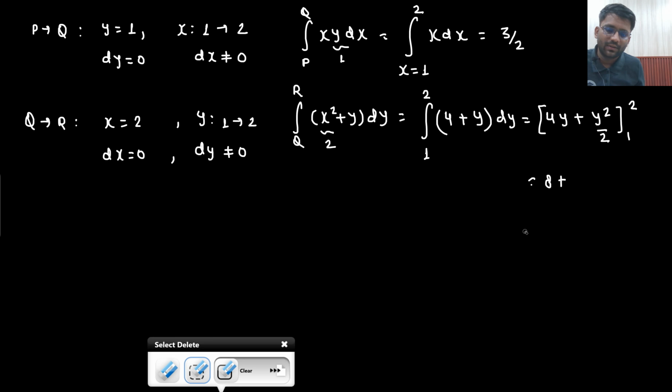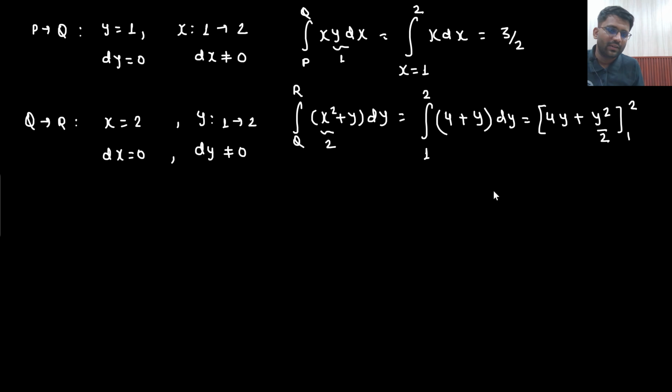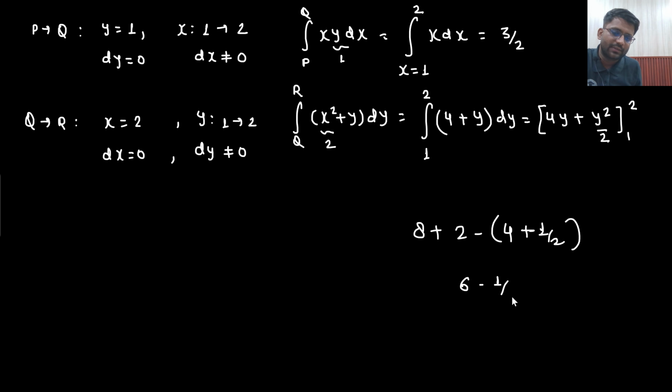So 8, let's solve it in a rough way. So 8 plus 2 minus 4 plus 1 by 2. 6 minus 1 by 2. Right? I always double check my calculation.